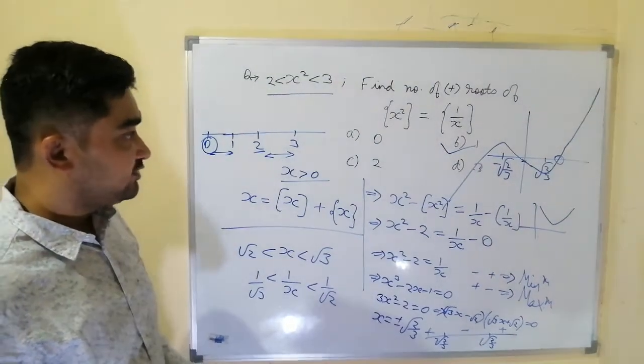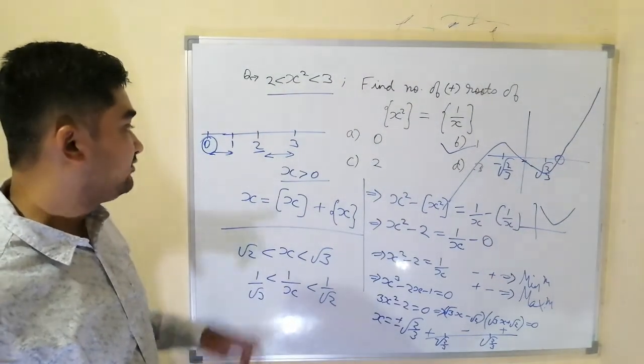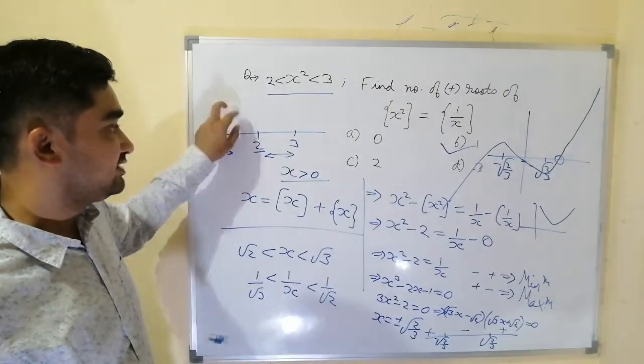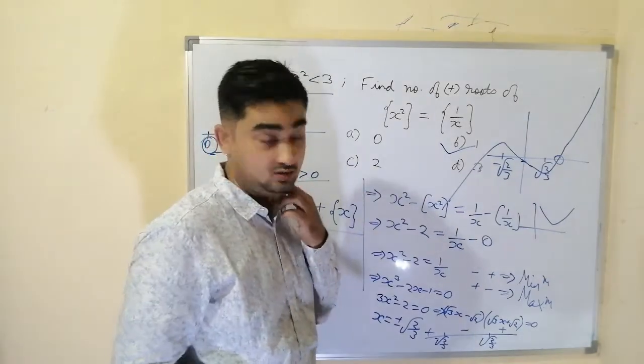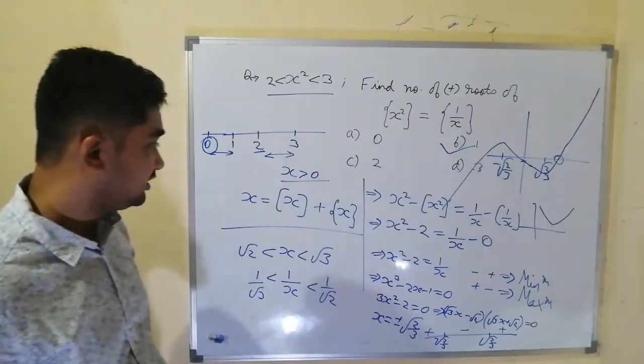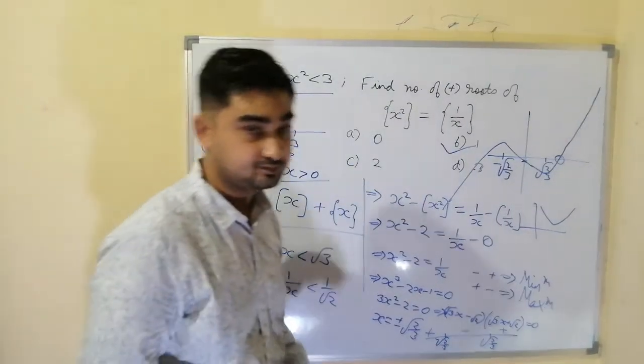Right? If the problem is to find the negative roots also, then we will have to take two cases, that x is positive and x is negative. But that is not required. Here we only have to find the positive roots. So the answer is 1. Now we will move to the next problem.